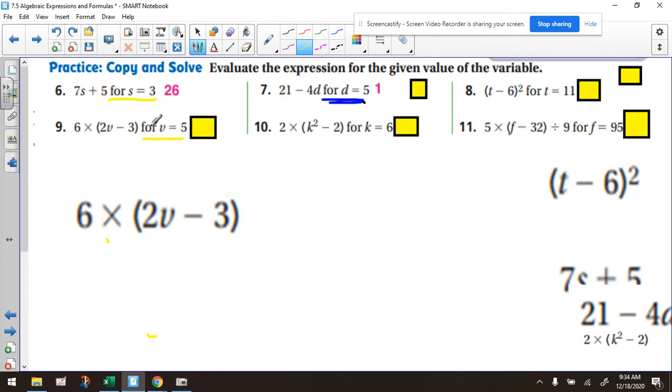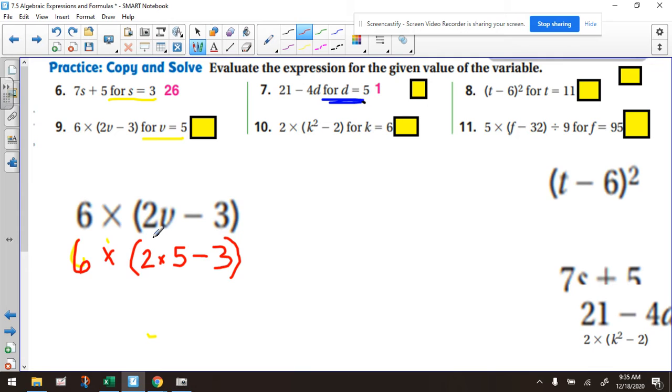They're telling us right here, this, by the way, is just a copy of this. For V, they want us to use 5. So again, that doesn't mean that this becomes the number 25. This means 2 times whatever the value for V is when you see a number right next to a variable like that. So let's substitute in the 5. 6 times (2 times 5) minus 3.